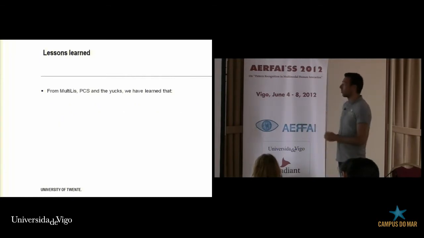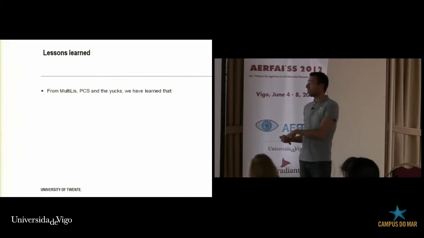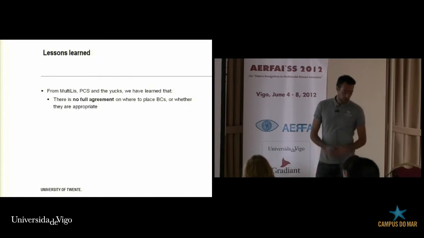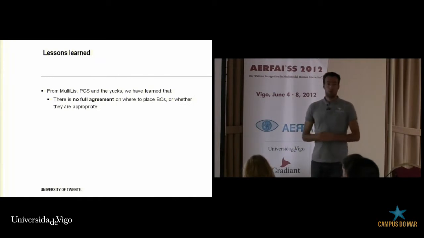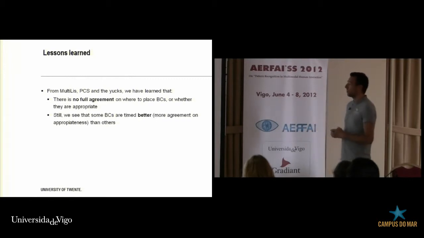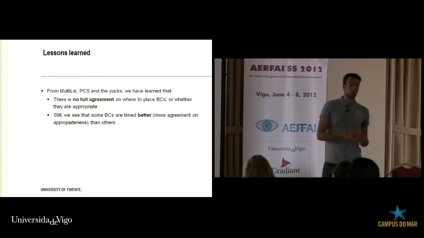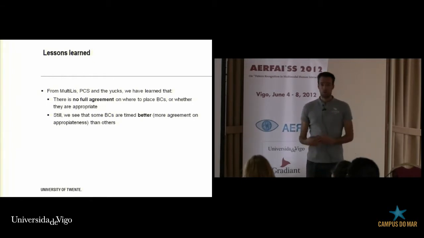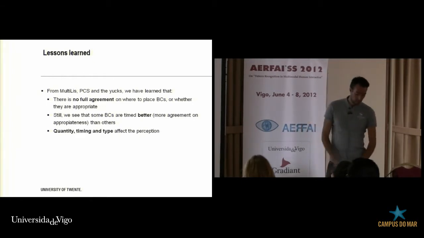The lessons learned, not only from MultiLIST, but also from parasocial consensus sampling and from the other experiments that we had, is that there is no full agreement on what good moments are to produce a backchannel. So there's a lot of subjective variation there. But it seems that some places are better or more appropriate than others. So still there is something that we can learn there.